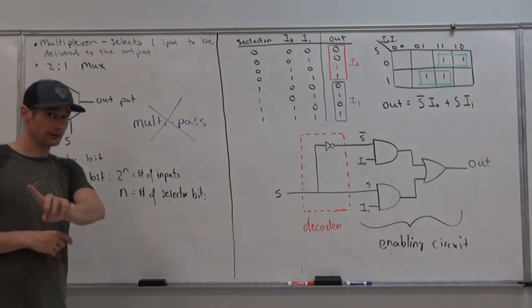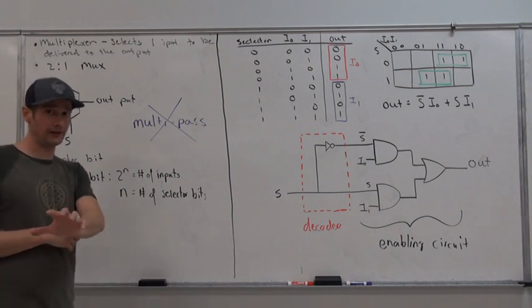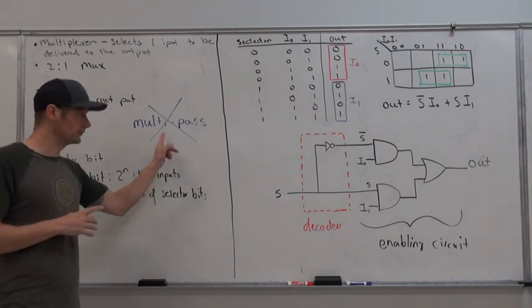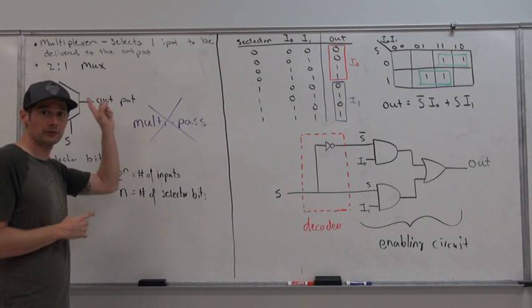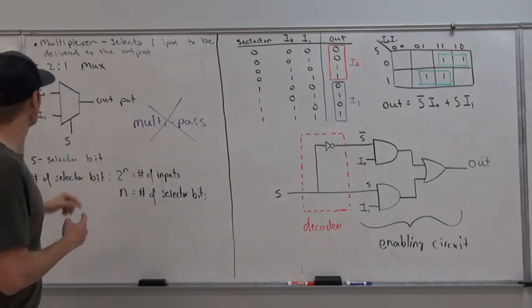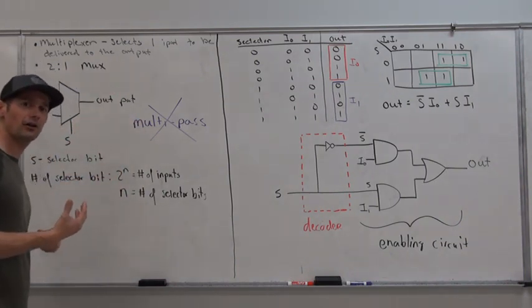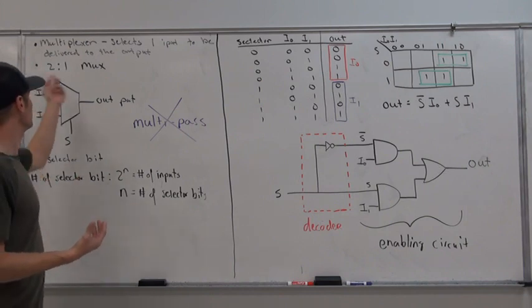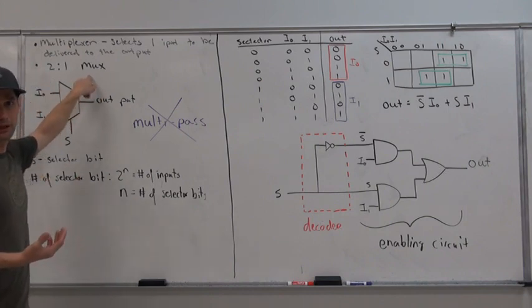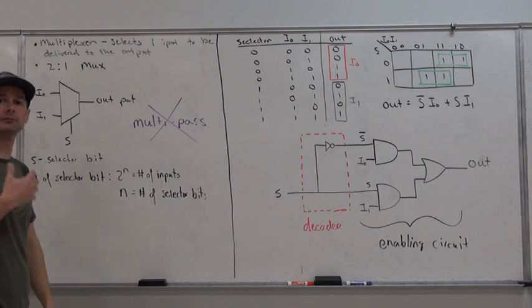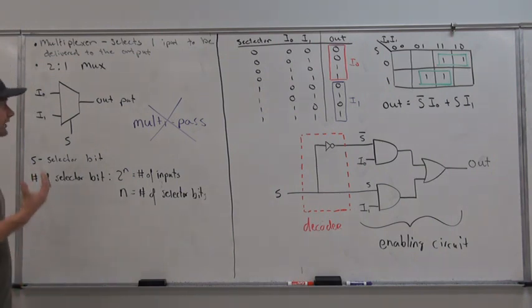Now, don't get confused: if you've seen The Fifth Element, this is different from the multipass. We're not talking about multipasses, we're talking about multiplexers. Another name for a multiplexer is just a mux. So anytime you hear mux, they're talking about multiplexing. So let's take a look here.